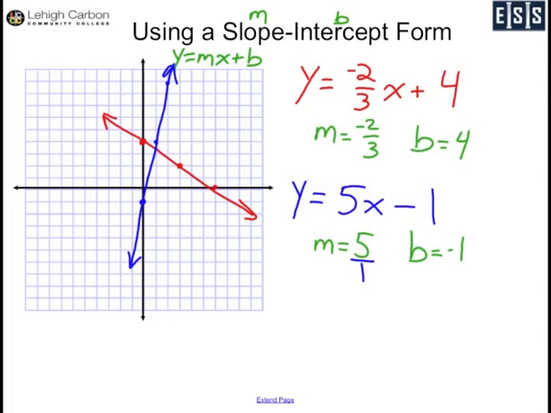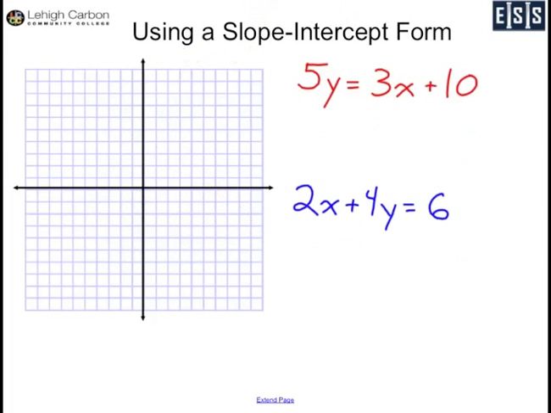Now in both of these examples, we were already in slope-intercept form. That's not always going to be the case. First I have 5y equals 3x plus 10. I need to get y by itself to get this in slope-intercept form. With my y, I have a 5 that I'm multiplying, so I'm going to divide both sides by 5. And I get y equals, because the 5's cancel, 3x divided by 5 is 3/5 x, plus 10 divided by 5 is 2.